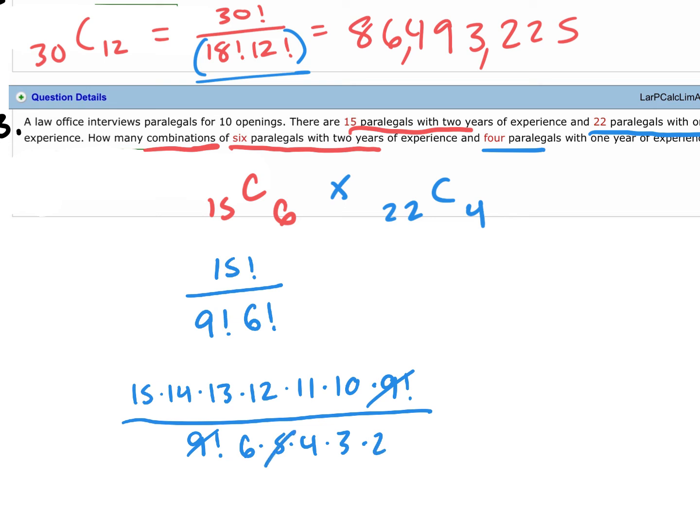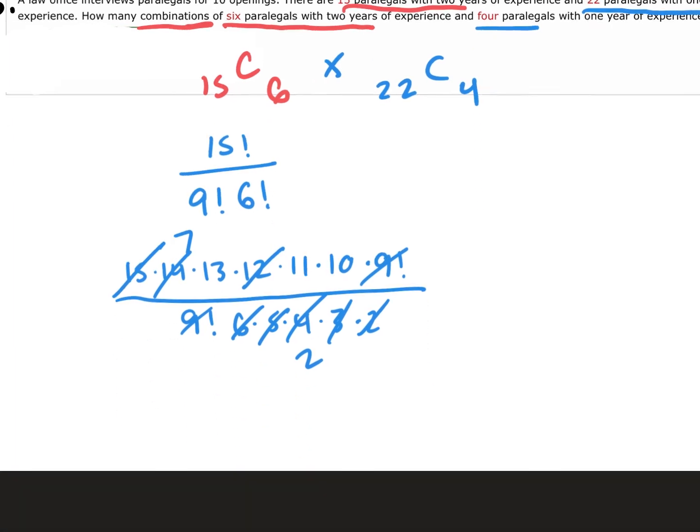So I can cancel out the 5 and the 3 with the 15, the 6 and the 2 with the 12, and let's see, 4, I could take out a 2 from 14, be left with 7. So I have 7 times 13 times 11 times 10 on top divided by 2. So I get 5,005 here for the first one.